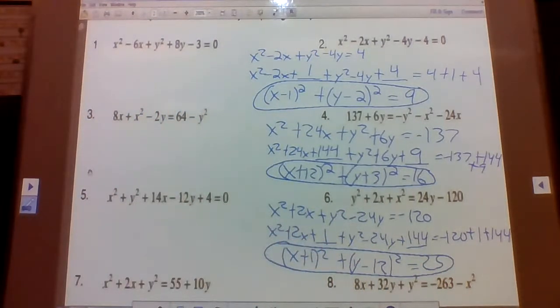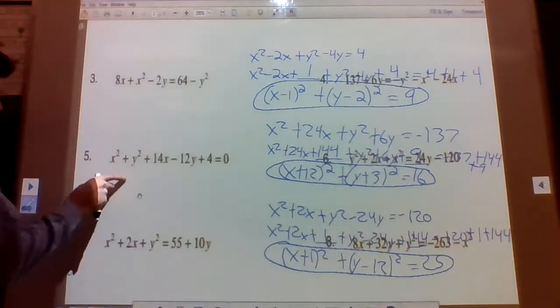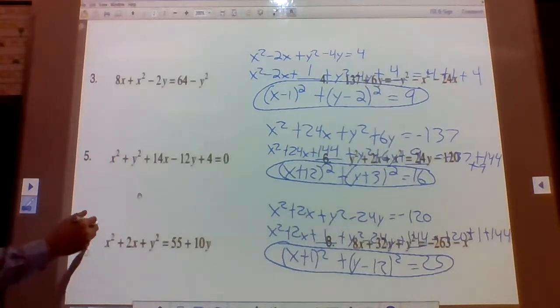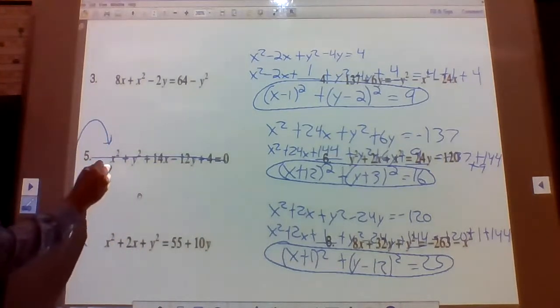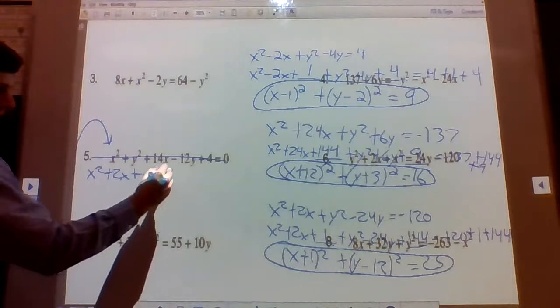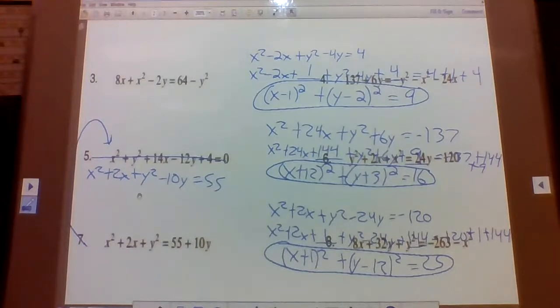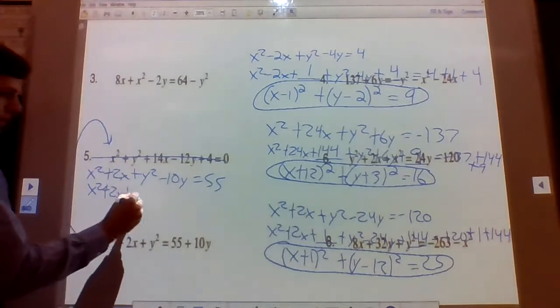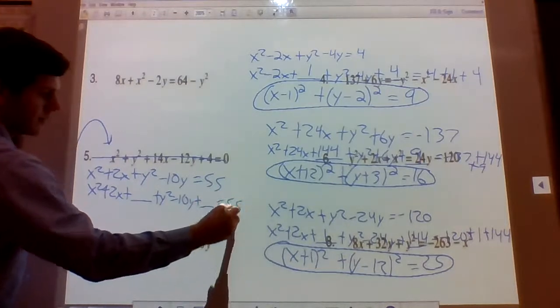Two more to go, 7 and 8. Oh, God, they don't give us much room. Okay, let's do number 7 right here. So we have x squared plus 2x plus y squared minus 10y, because we're subtracting 10y from both sides, and then it equals 55. Okay, so it's x squared plus 2x plus something plus y squared minus 10y plus something equals 55.